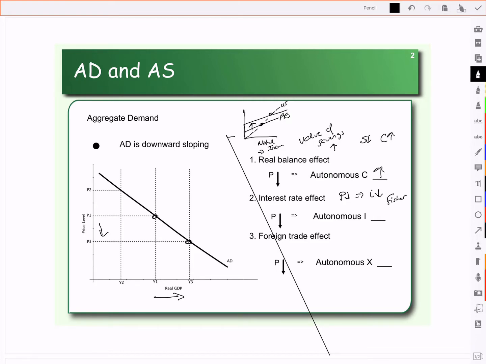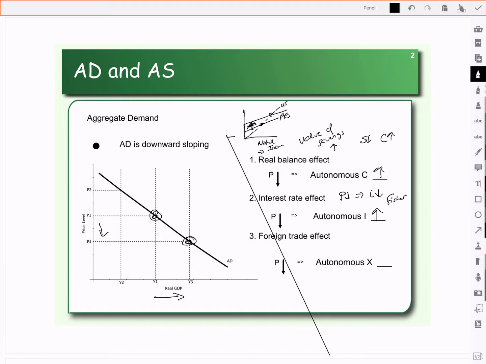Well, if interest rates go down, it's now cheaper for businesses to borrow, so investment spending will go up, which will make our aggregate expenditures go up, and that means that we now have a higher equilibrium. National income is higher, so GDP is higher, and that happens when the price level goes down. So we're getting our downward sloping demand curve.